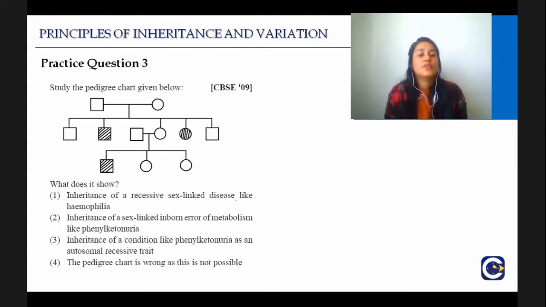Try to answer. First read the options. One of the options itself is not right. But just try. Take your time. Also, when you give me the answer, just write question number 3 and then give me the answer. Read the question properly, see if there is skipping of generation, see if it is a crisscross pattern. And then try to answer.